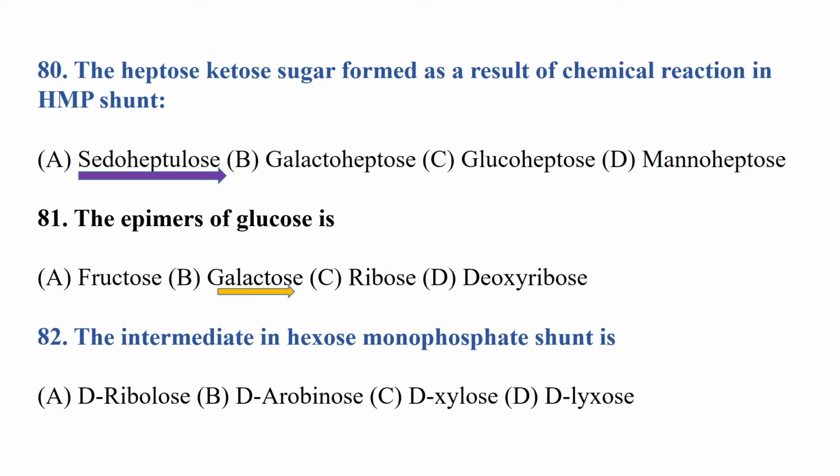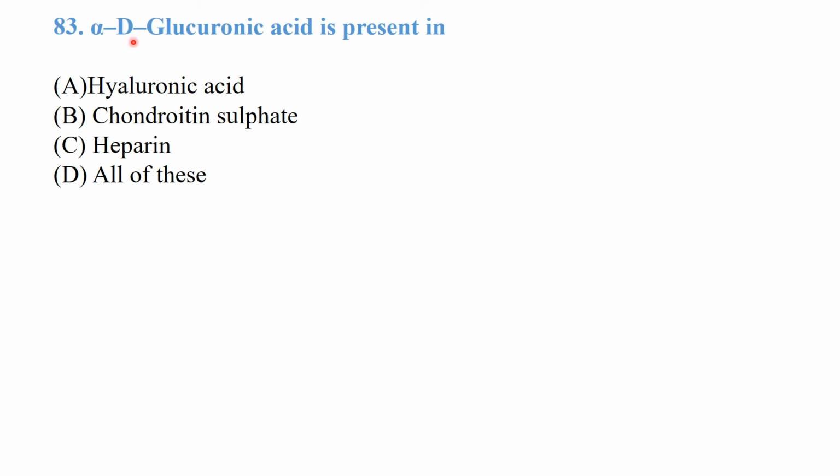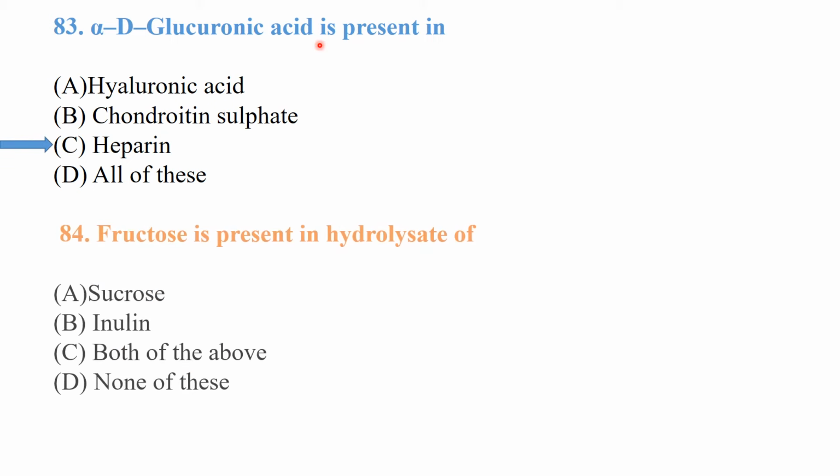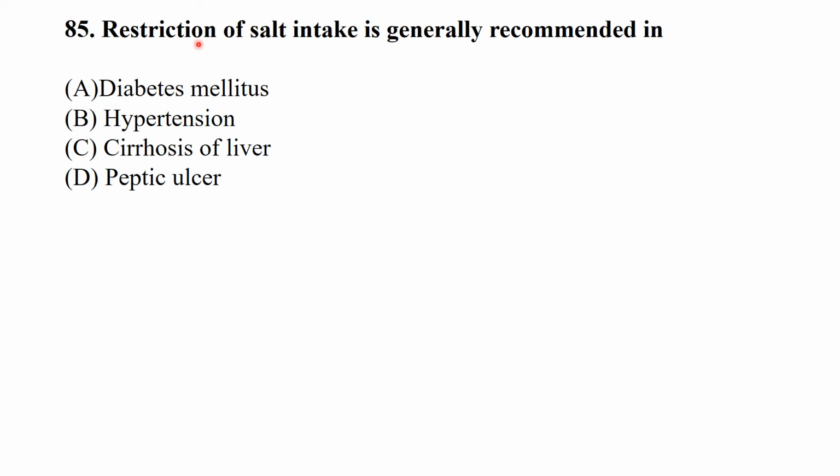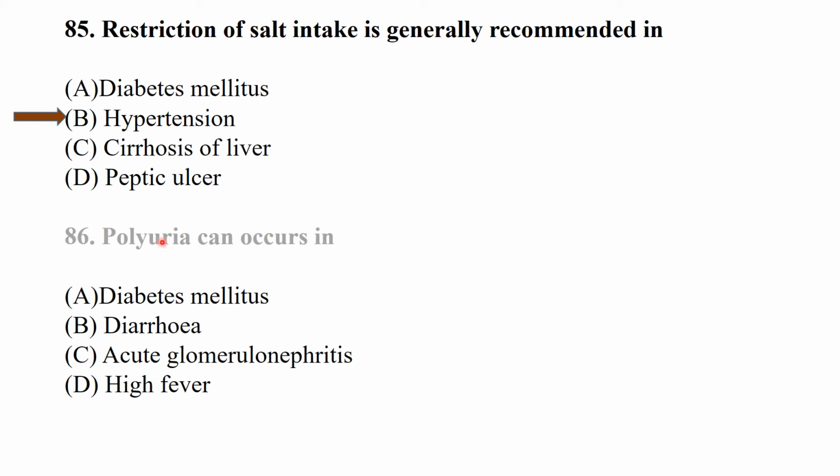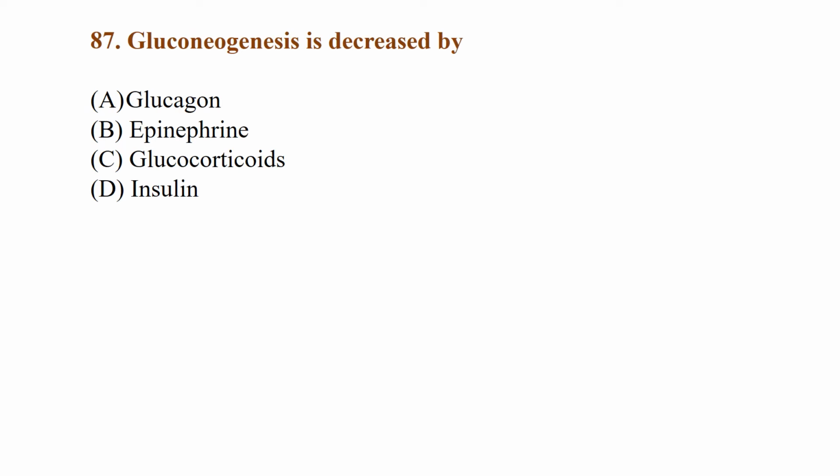The intermediate in the hexose monophosphate shunt is D-ribulose. Alpha-D-glucuronic acid is present in heparin. Fructose is present in the hydrolysate of both of these: sucrose and inulin. Restriction of salt intake is generally recommended in hypertension. Polyuria can occur in diarrhea. Gluconeogenesis is decreased by insulin.